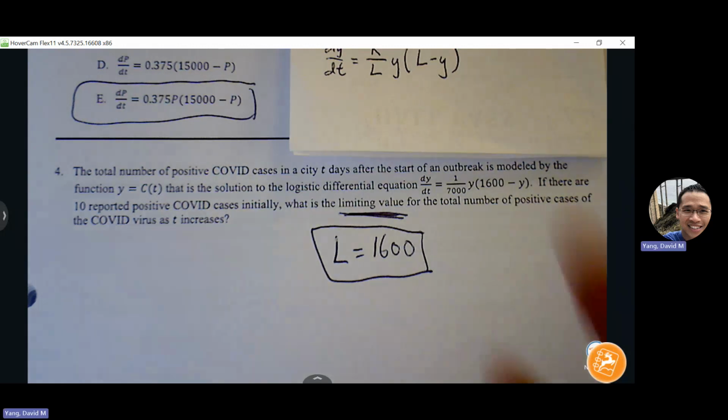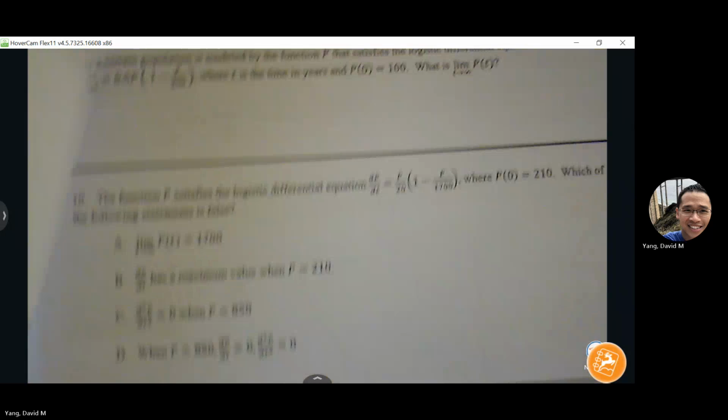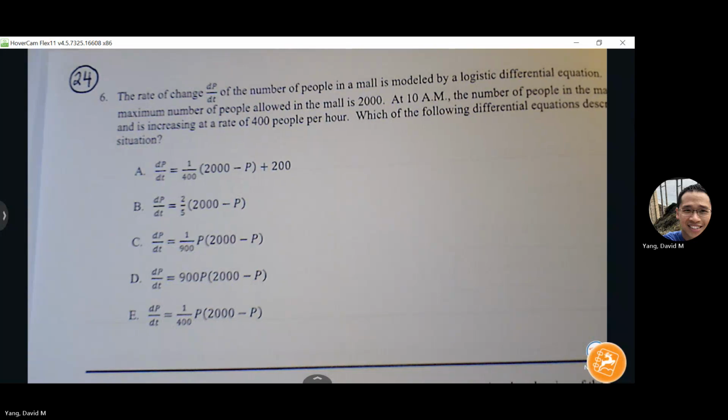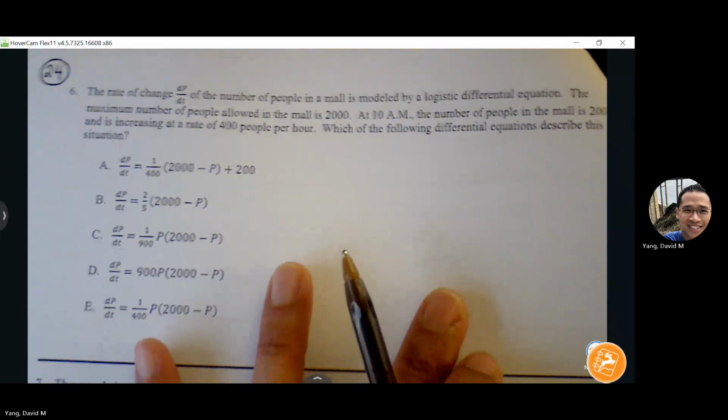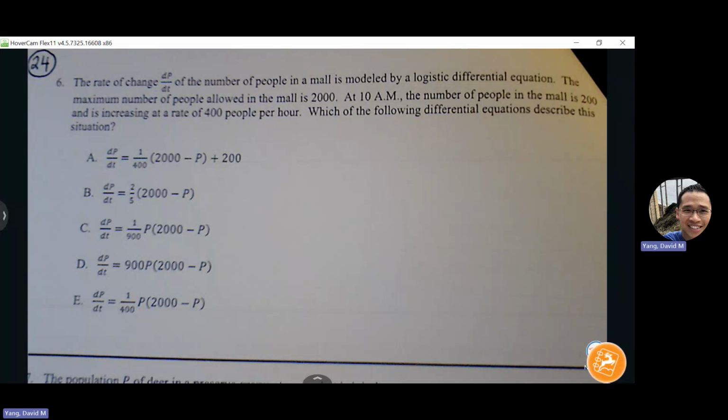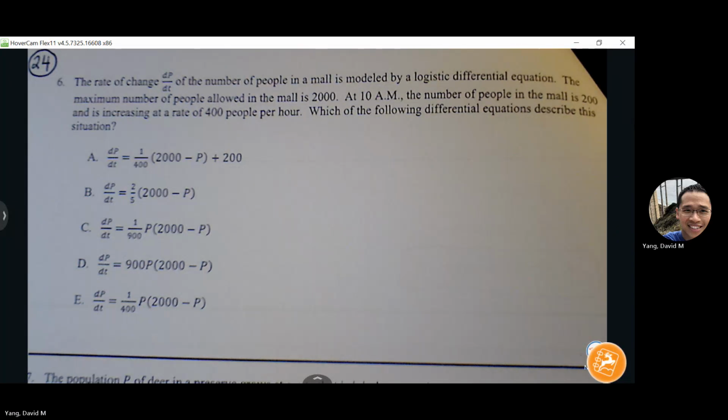Let me skip 5 for now. Come back to that. Let's go to page 24. Okay, the rate of change dPdt of the number of people in the mall is modeled by a logistic differential equation. The maximum number of people allowed in the mall is 2,000. At 10 a.m., the number of people in the mall is 200 and increasing at a rate of 400 people per hour. Which of the following differential equations describes this situation?